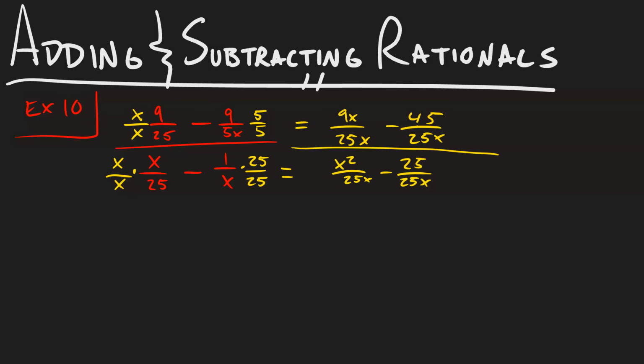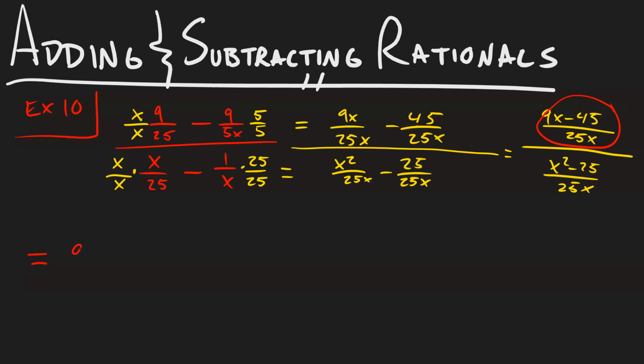So at this point, we can go ahead and subtract our fractions in our numerator and our denominator to combine them. So going ahead and combining our two fractions in numerator and denominator, now what I'm really looking at is actually just a division problem. So I'm going to go ahead and rewrite this as a division problem with my numerator as 9x minus 45 over 25x divided by x squared minus 25 over 25x. It's really the same thing.